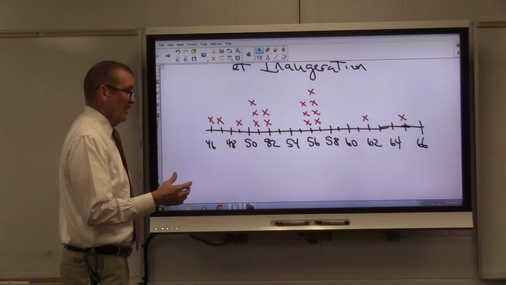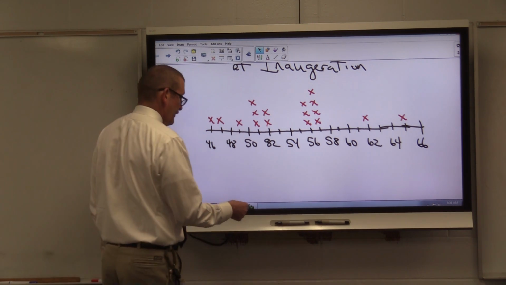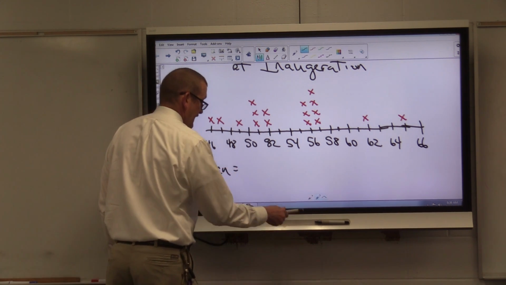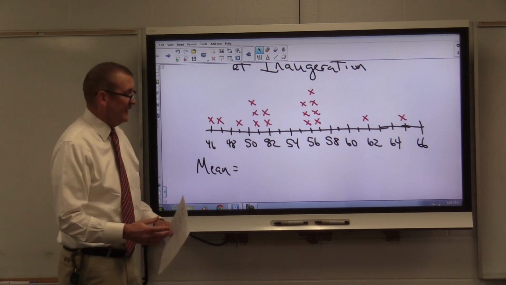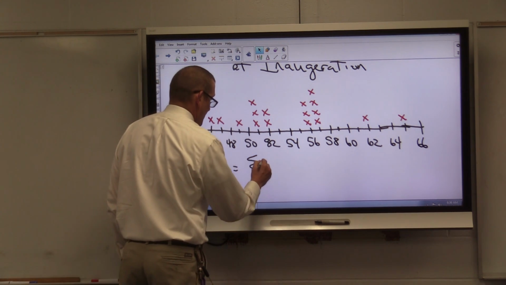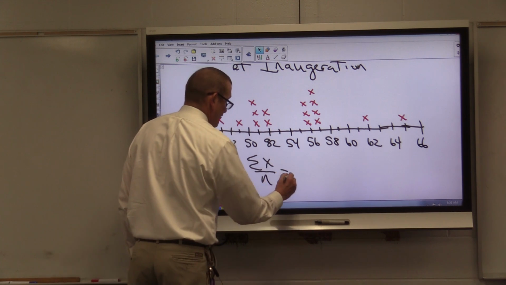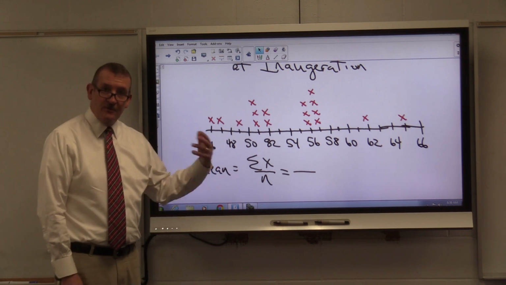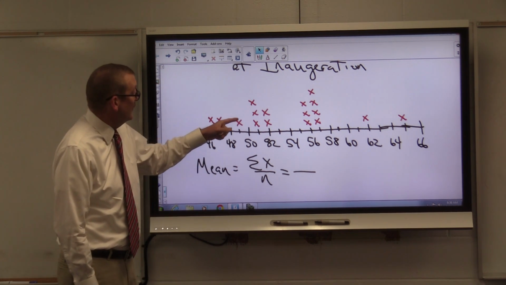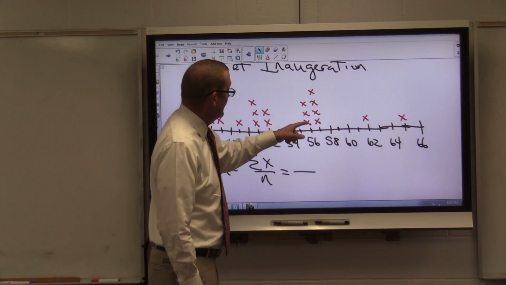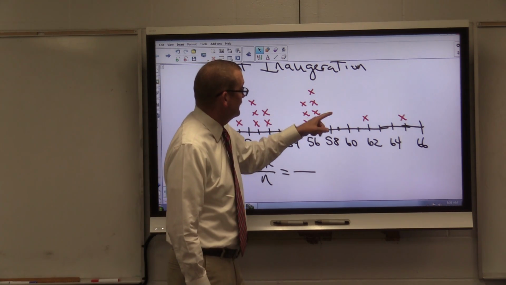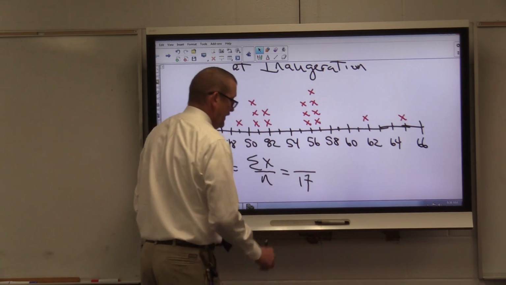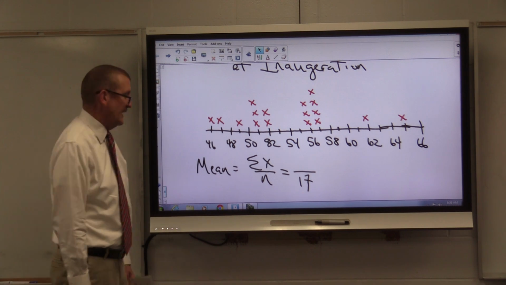Okay? So, the first thing we're going to do is calculate the mean of this set of data. Again, remember, the mean is the sum of all the entries divided by the total number of entries. To get your total number of entries in a dot plot, you just count the number. 1, 2, 3, 4, 5, 6, 7, 8, 9, 10, 11, 12, 13, 14, 15, 16, 17. There are 17 entries in this data set.